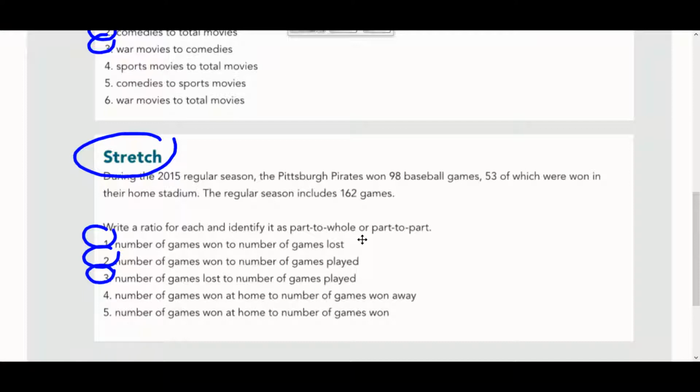Same thing here. Read the instructions very carefully. And write a ratio for each and identify it as part to whole or part to part.